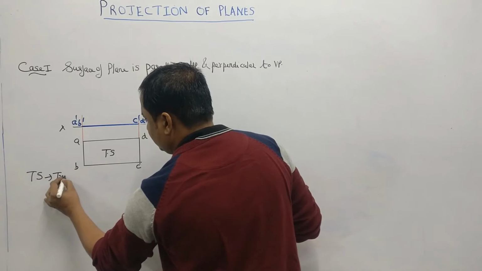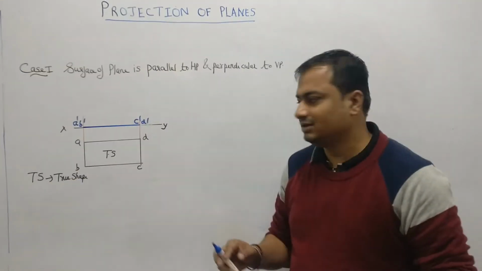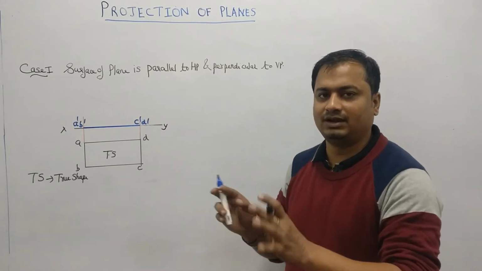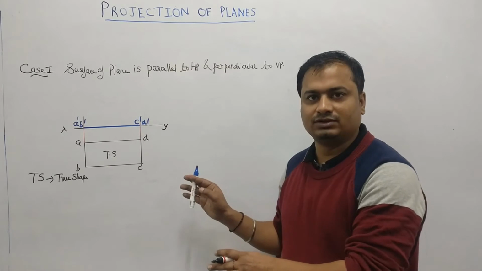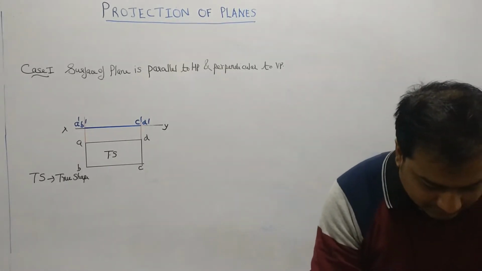Again, I have used one word, that is true shape. True shape means this rectangle is going to appear of exact length. It will not be small, it will not be large. Exact size will be for the rectangle. So the top view will be a rectangle and the front view will be your line.